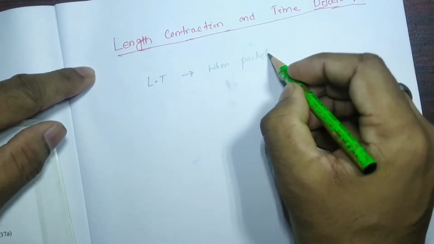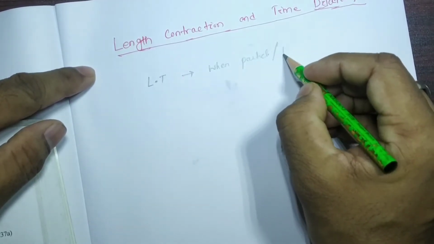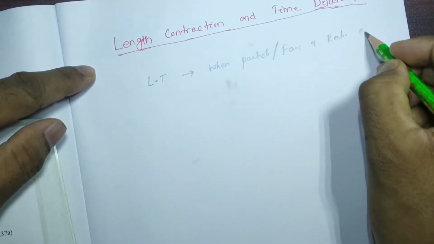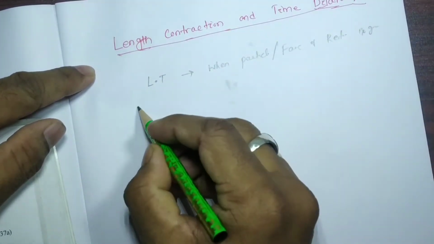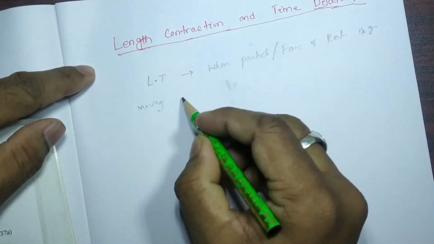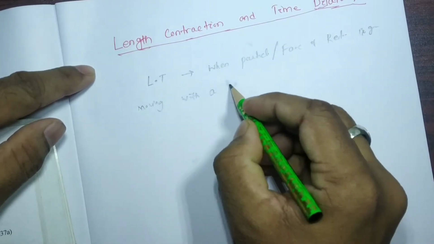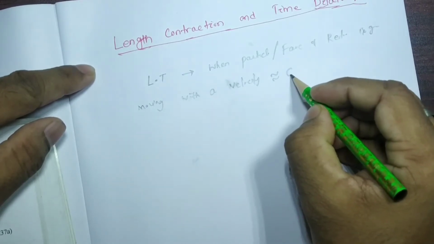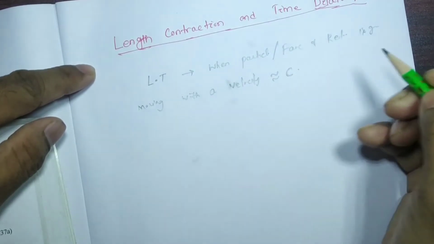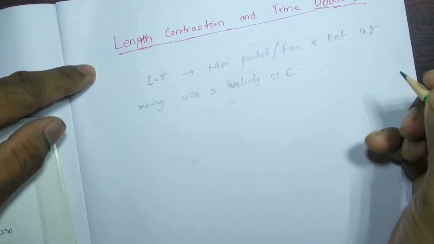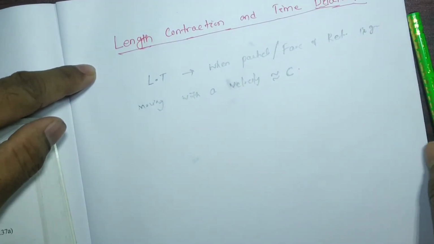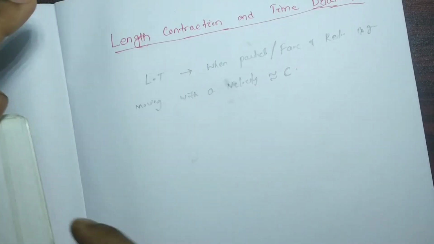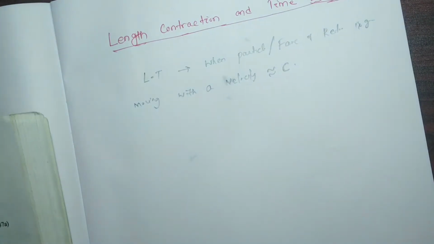when the particle, or the so-called frame of reference, is going to move with a velocity approximately equal to the velocity of light. At that time we have to use the Lorentz transformation instead of the Galilean transformation. We discussed this in detail in our last class. I suggest you all follow the last video.